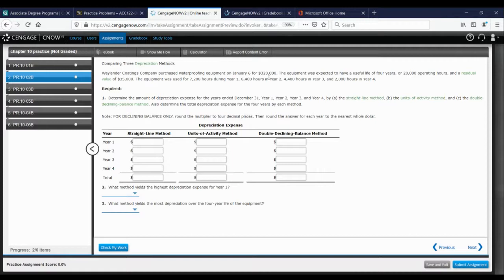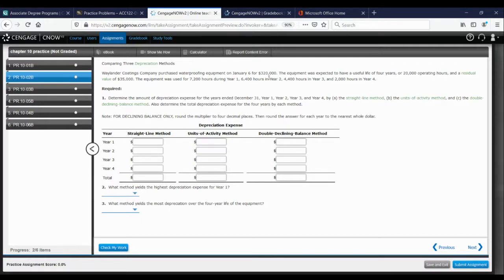And they also talk about residual value. Residual value of an asset is the scrap value of the asset after it's been fully depreciated. This is also a cost that we would estimate. So the residual value of this equipment, or the scrap value, is going to be $35,000. We also are given information about how long the equipment was used and how many hours were used each year that we will be depreciating.